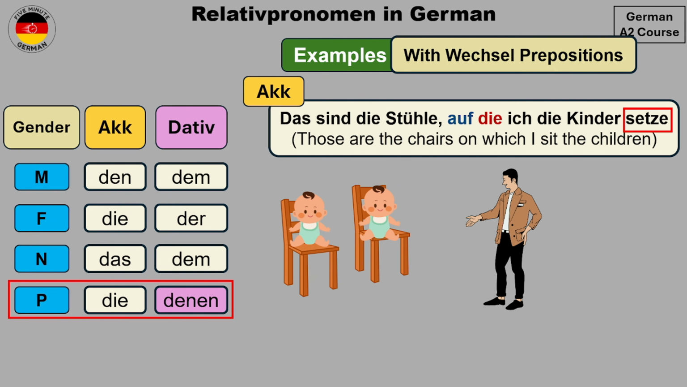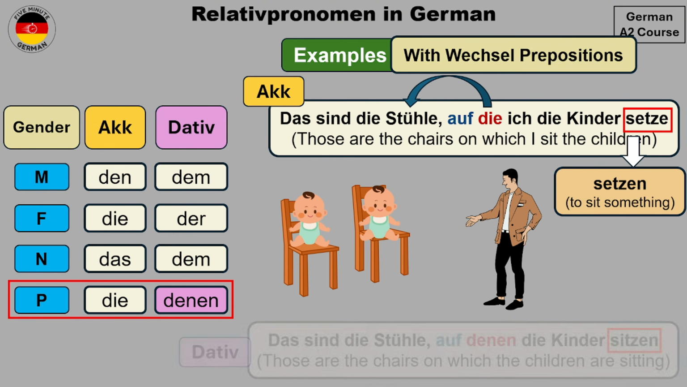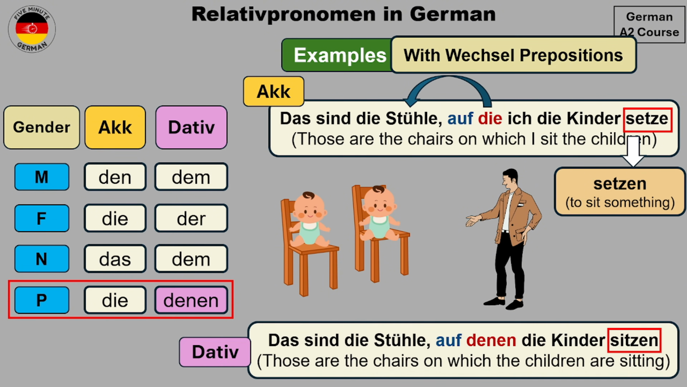Those are the chairs on which I sit the children. So again you see, we have used the relative pronoun in Akkusativ over here after the preposition auf because there was movement happening. And that's why we have also used the verb setzen, which means to sit something. Now since the children are already sitting on the chairs, then we can describe this by saying, das sind die Stühle, auf denen die Kinder sitzen. Those are the chairs on which the children are sitting.